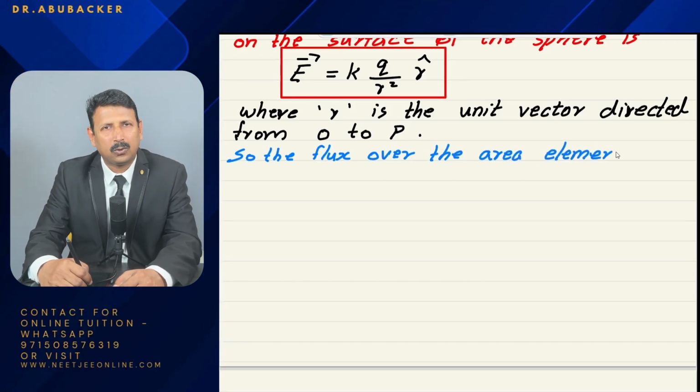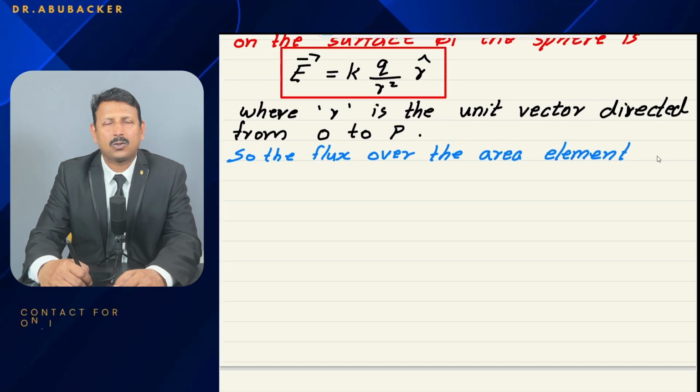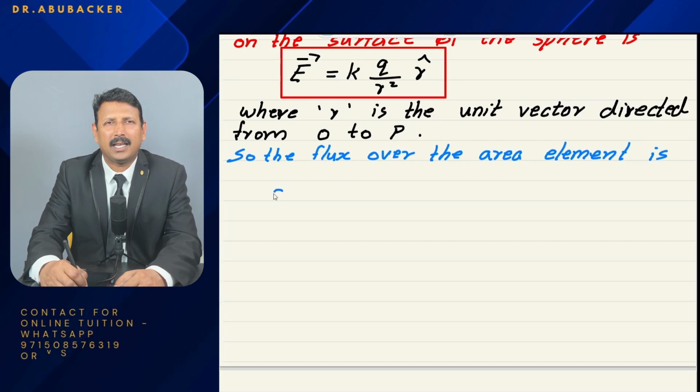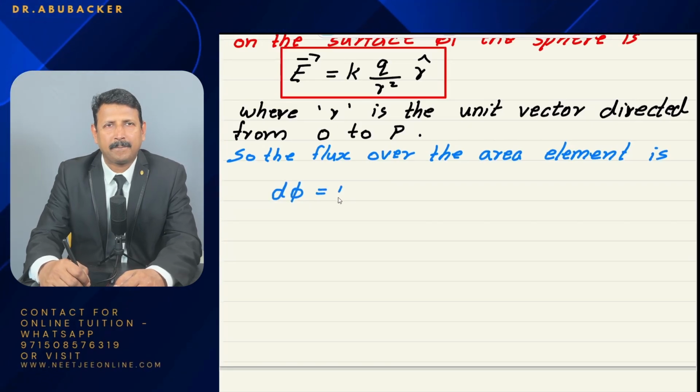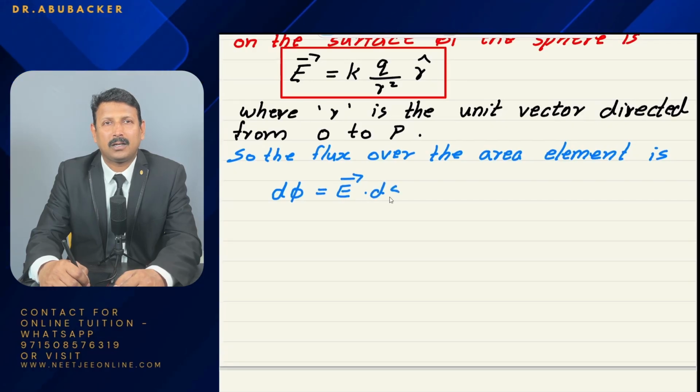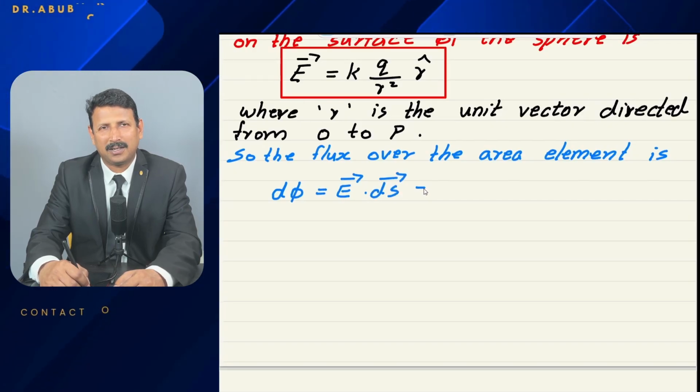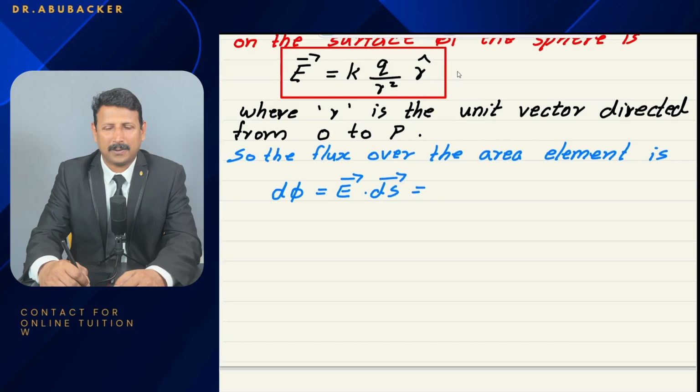Now this is the time to write the flux. So the flux over the area element, we are going to write the flux equation, okay? Remember, this is to prove Gauss's theorem. Directly don't put Gauss's theorem here. The answer will be Gauss's theorem, okay?